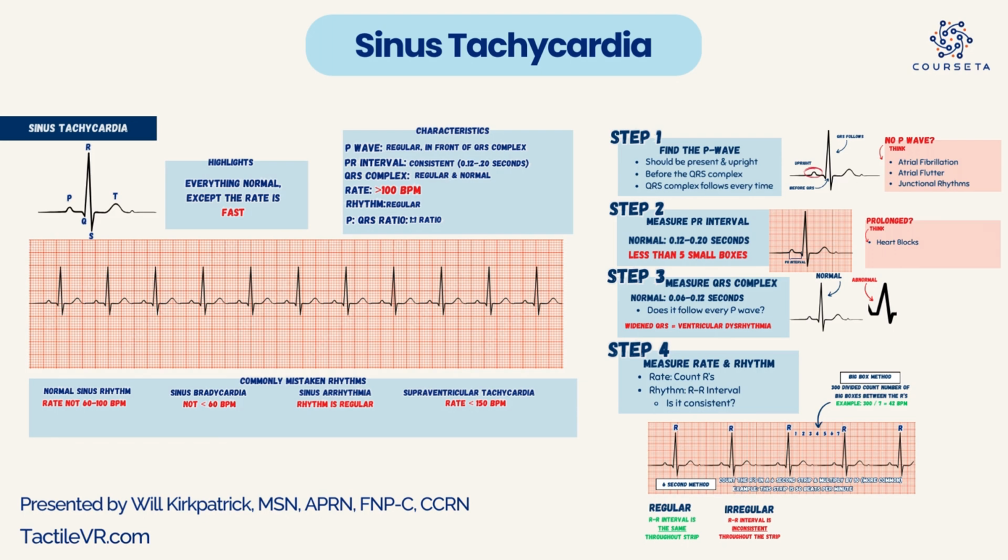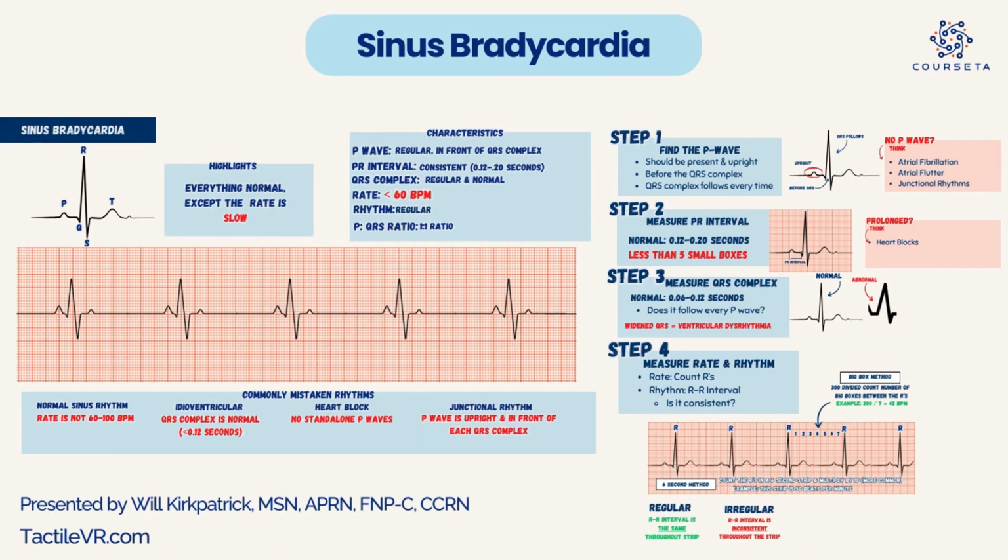We look here, we have 1, 2, 3, 4, 5, 6, 7, 8, 9, 10, 11. That's greater than 10, because 10 would be 100 beats per minute. So this is 110 beats per minute, which is considered sinus tachycardia. Sinus tachycardia simply means a fast heart rate. Everything else is normal, but the heart is just fast. So this is your sinus tachycardia. All right, now moving on to sinus bradycardia.